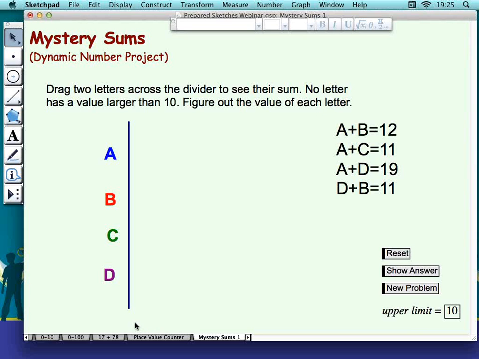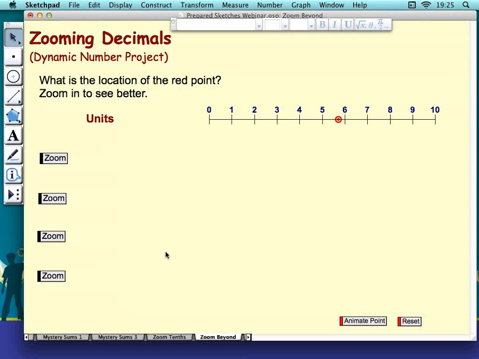Okay, I'm just going to shoot through a couple of activities here on number lines, and then show some multiplication and factoring activities. I'm going to skip mystery sums 3, and I'm going to skip the zooming activity that only shows tenths to show you the zoom beyond activity.